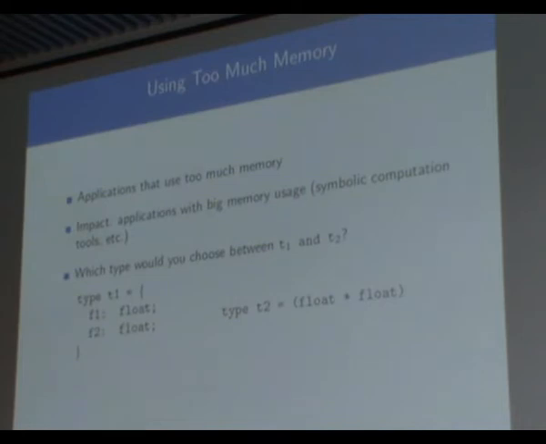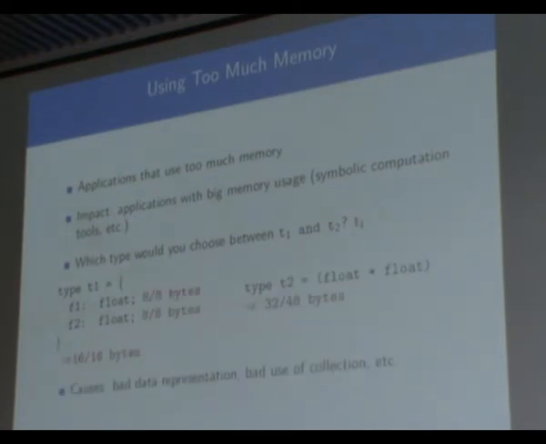I have an example here of a data representation. We have type T1 and type T2. Which type would you choose between the two? T1? T2? Of course T1 is the type that we choose, because the OCaml compiler is able to optimize and unbox the float in type T1, instead of type T2 where we have two floats which are boxed.